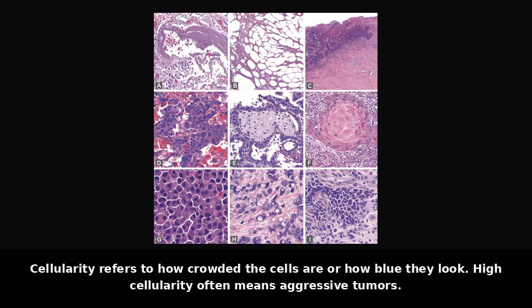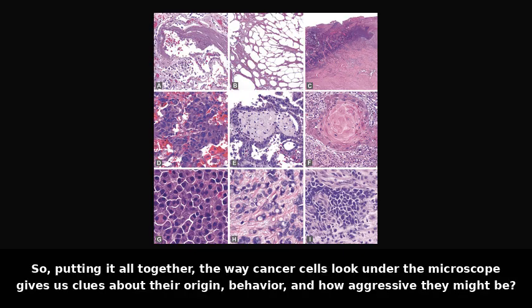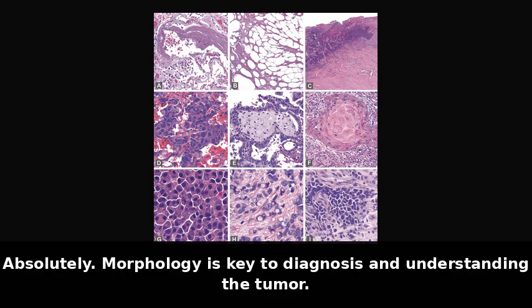often means aggressive tumors. So, putting it all together, the way cancer cells look under the microscope gives us clues about their origin, behavior, and how aggressive they might be. Absolutely. Morphology is key to diagnosis and understanding the tumor.